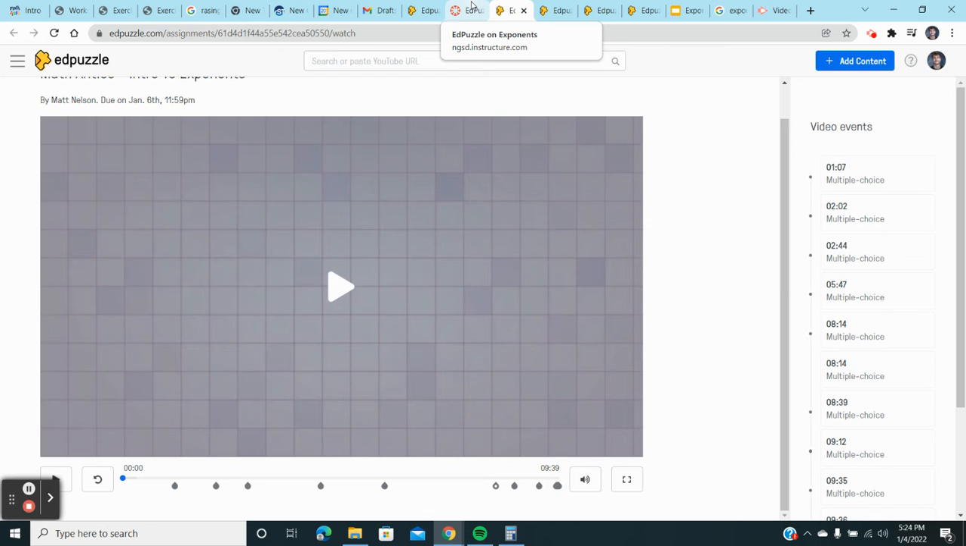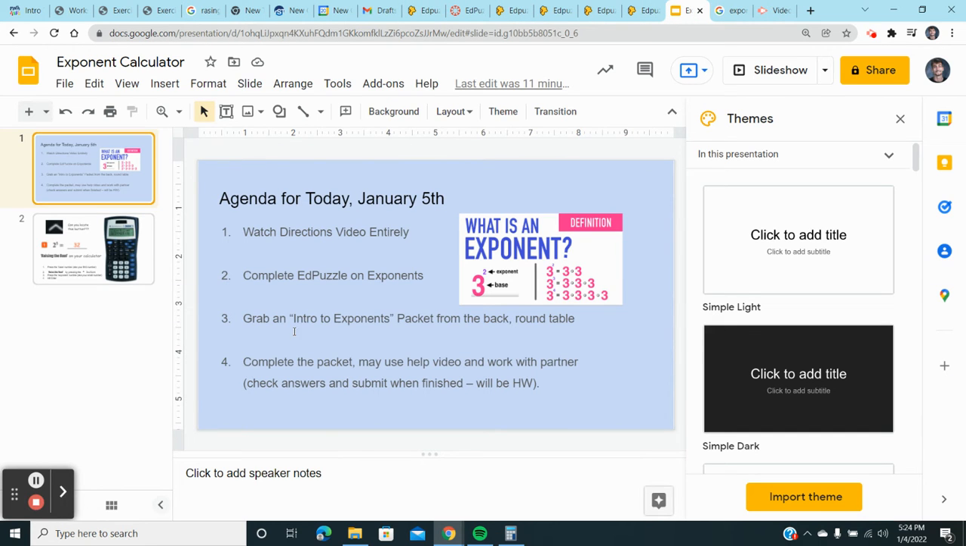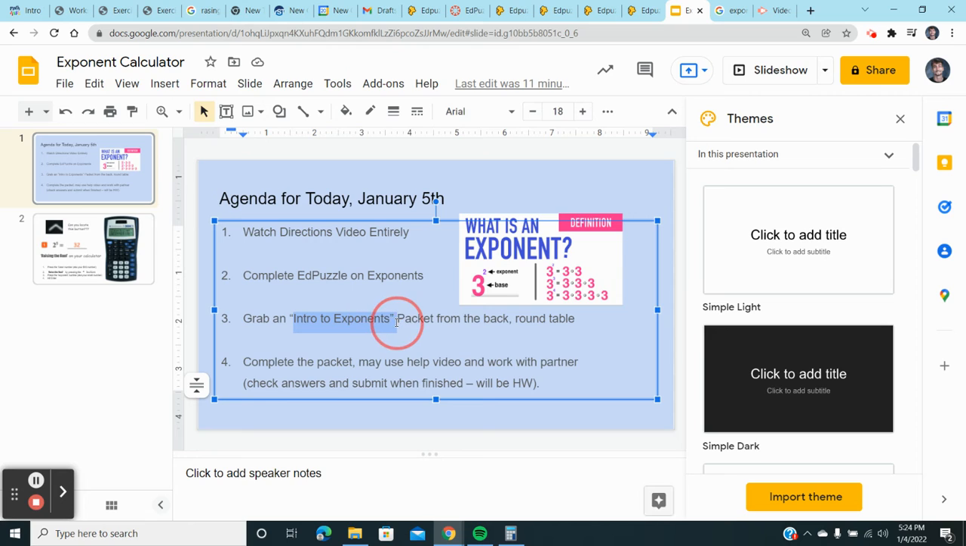Once you're finished with this, you're going to walk to the back table and you are going to grab an Intro to Exponents packet from the background table. Okay, once again, that's when you're finished completely with the Edpuzzle on exponents. And once you have this packet, you can work with a partner, but please work individually on your packets, meaning that even if I'm working with Tom, it's not just us doing one packet together. We're each going to write on our own packets.